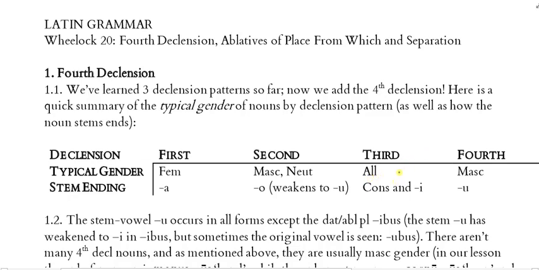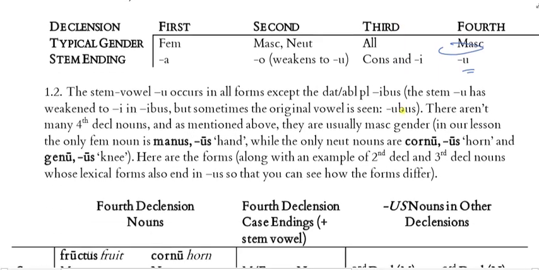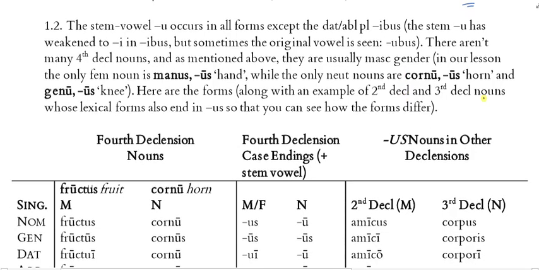And what's difficult about these is you can't always tell what the gender is by looking at the nominative singular lexical form. You have to learn the gender on a case-by-case basis in many situations. And then what's new for us is fourth declension. These are typically masculine, and their stem vowel is a U. So we're going to see U's throughout most of the forms. So let's make a few comments and then look at the forms themselves.